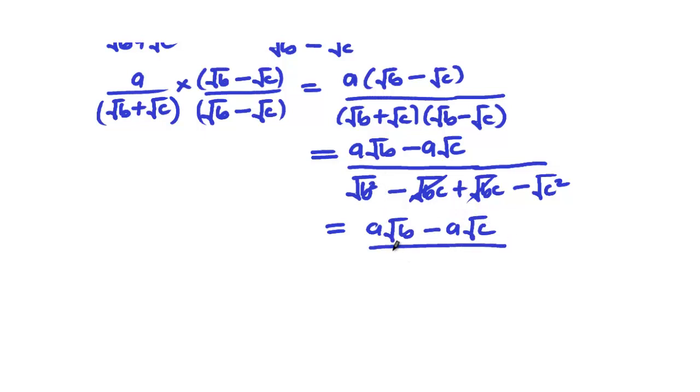Root B square. So square and square root, they cancel out. Then square and square roots, they cancel out. So this one will now turn to what? B, right, minus what? C. All right. So that is the rationalized form.